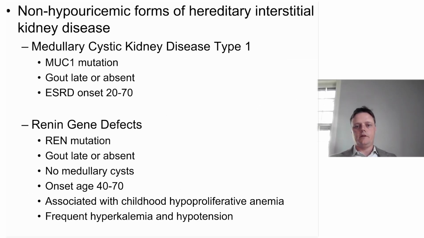Non-hyperuricemic forms of hereditary interstitial kidney disease include medullary cystic kidney disease type 1, which is caused by a MUC1 mutation. Gout is absent in these patients, and the onset of ESRD is between 20 and 70. And renin gene defects caused by REN mutations. Again, gout is absent, and there are no medullary cysts, and onset is age 40 to 70. This, however, is associated with childhood hypoproliferative anemia and frequent hyperkalemia and hypertension.